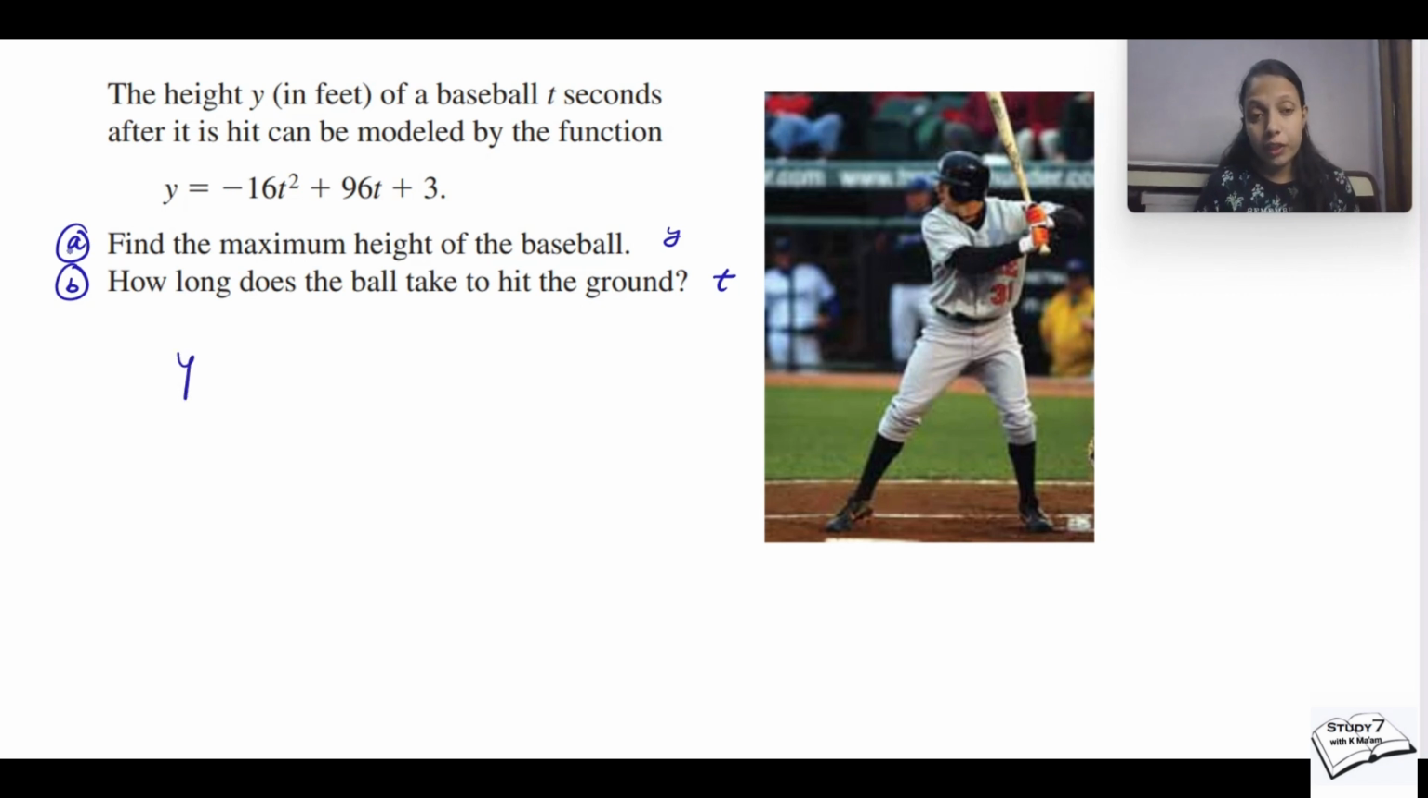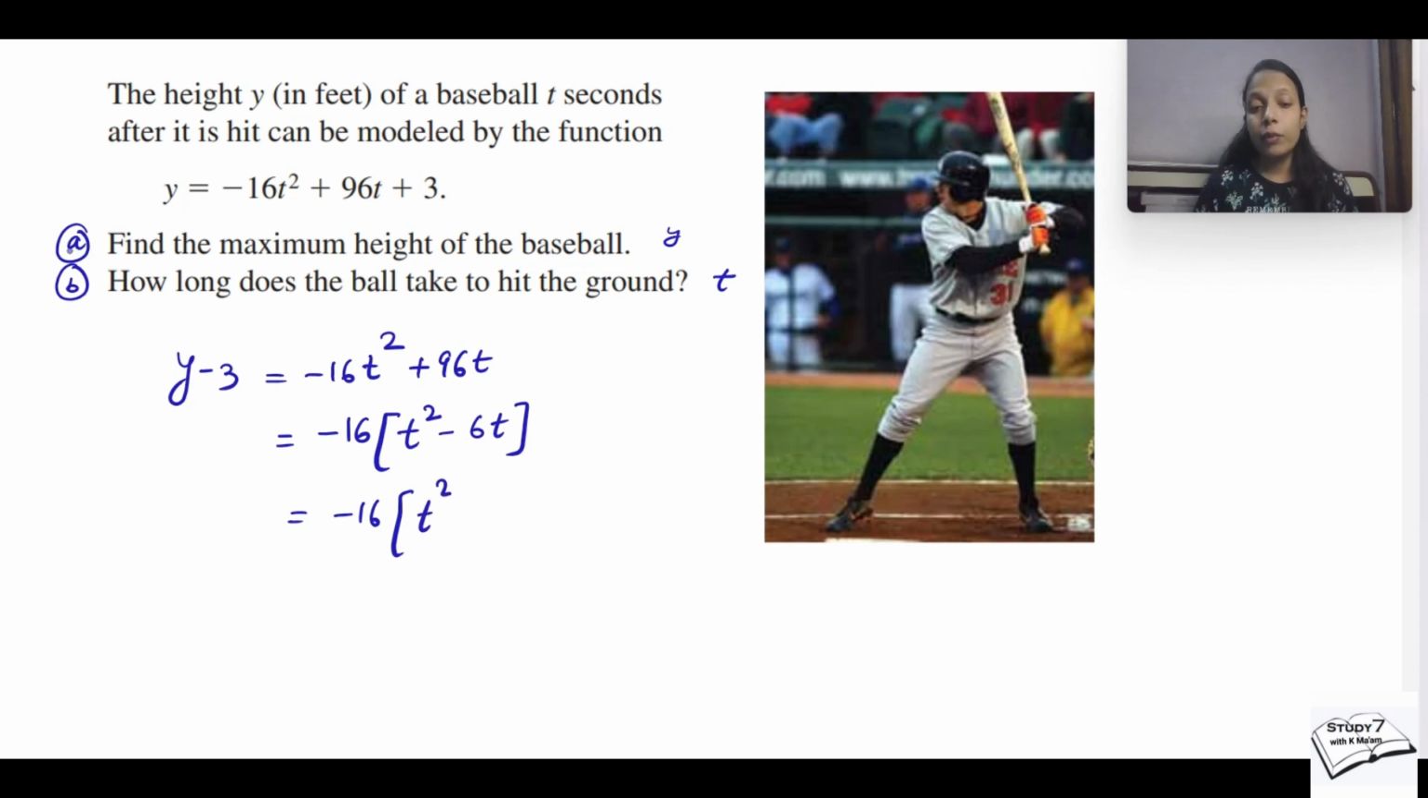Started. I'm shifting 3 to the left side. It's negative 16t square plus 96t. So I told you the coefficient should be 1. Then we can apply the completing the square formula. I took negative 16 out. If I take negative 16 out, t square is left, and 6t. So negative 6t here.